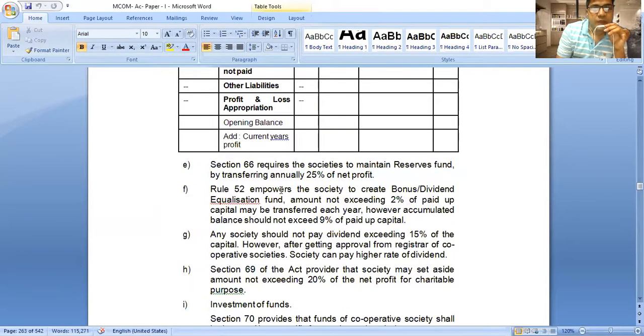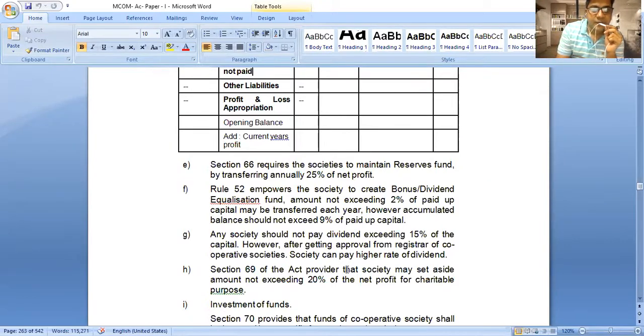Rule number 52 empowers the society to credit the bonus and dividend equalization fund, with an amount not exceeding 2% of the paid up capital transferred each year. However, the accumulated balance should not exceed 9% of the paid up capital. Any society should not pay dividend exceeding 15% of the capital. These things you have to keep in mind.